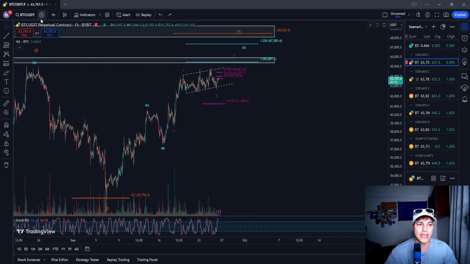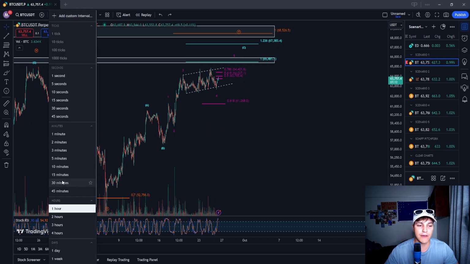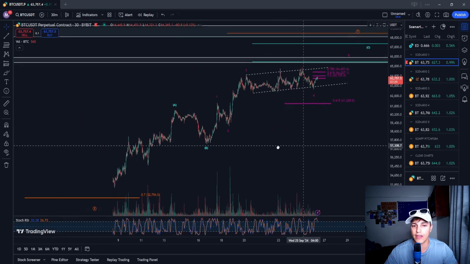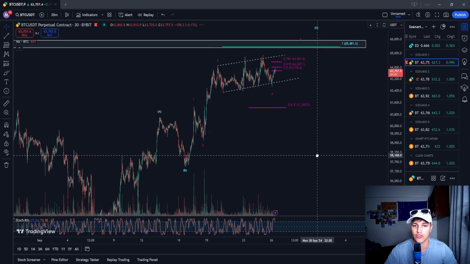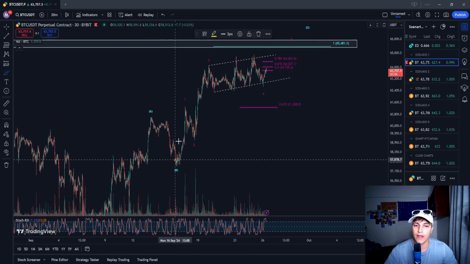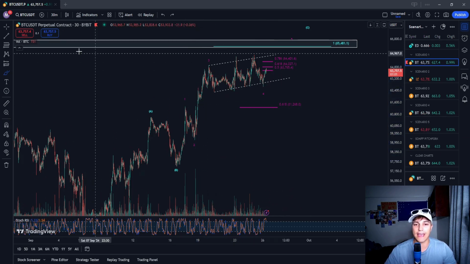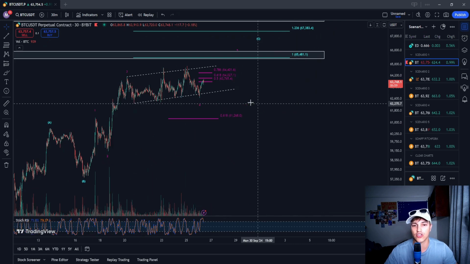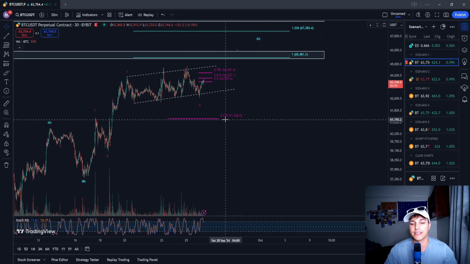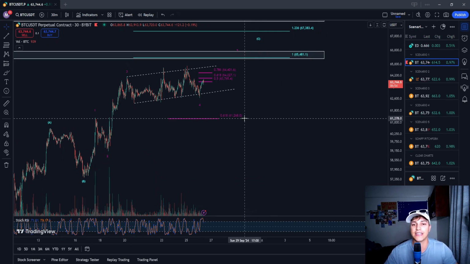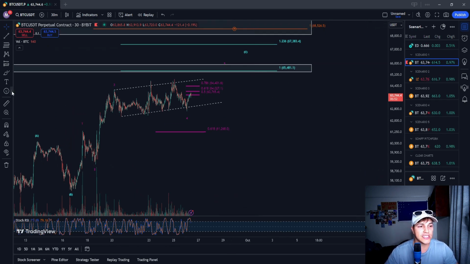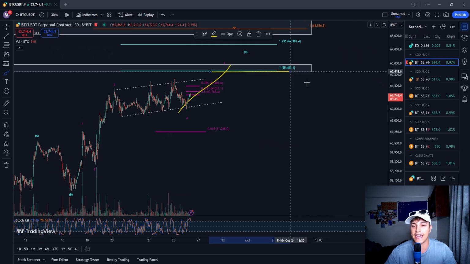At the moment, on the 30-minute time frame, we can see that in this wave C, we have a 5-wave structure up. A wave 1, 2, 3. This correction being a 4, quite a complex correction, so there's no point in counting it. But the 4 is invalidated at 61,268.